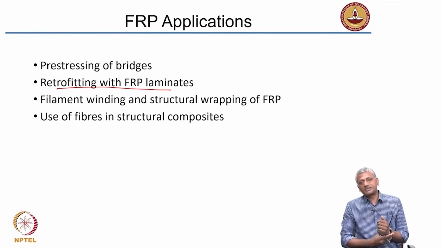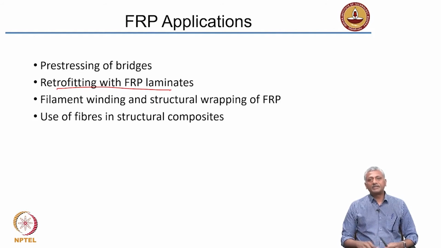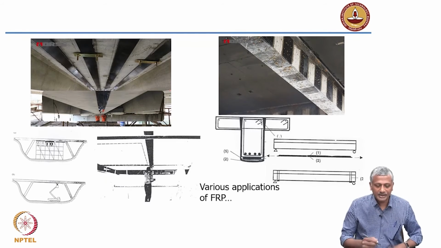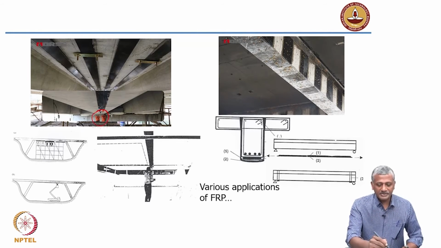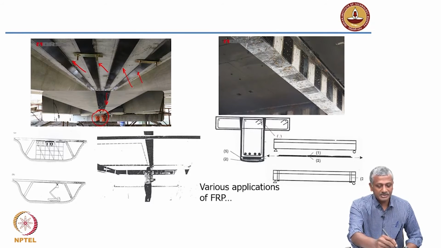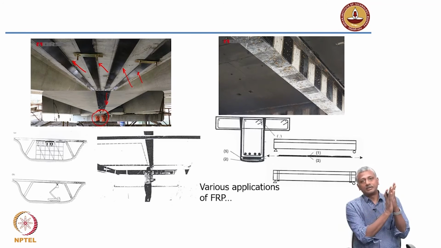So again, fibers can also be used in structural composites, but for the most part we are talking about FRP applications in construction which are mainly for retrofitting with FRP laminates. What is shown here is these two workmen basically fixing this FRP laminate on the underside of the column, on the underside of the bridge here. Okay. So you can see these laminates which have been fitted. These are strips of fiber reinforced plastic laminates which are stuck on like a glue.